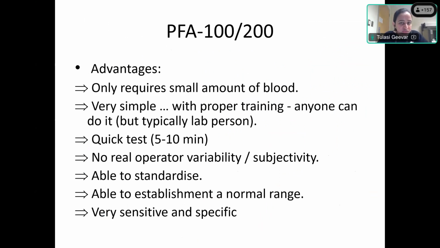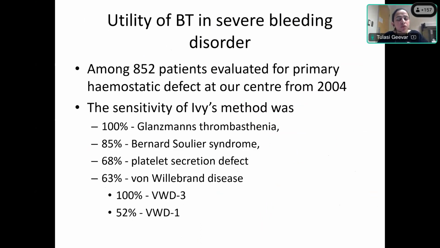It requires very small amounts of blood, is simple to perform, quick, and so on. It is sensitive especially to von Willebrand disease, but not so much to platelet function disorders. But the most important disadvantage of PFA is that it is really expensive, and it is not something that laboratories can have because each cartridge costs 1,500 rupees. Forget the cost of the instrument also. So it's not something that most laboratories in India can do frequently.